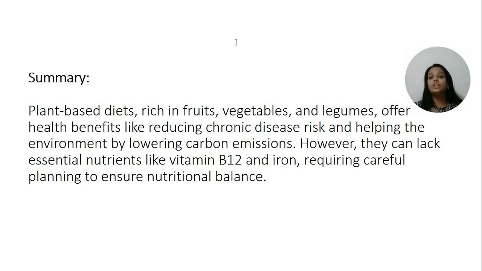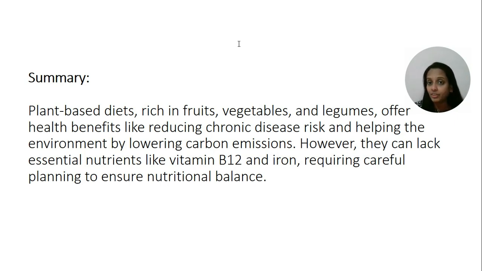So here we are staying within the word limit. This final summary has just 46 words, which is within the optimal range of 25 to 50 words. And here we have compiled the main idea, which is that plant based diets are beneficial for both health and the environment, right? And we have also added the key supporting ideas: health benefits, which reduce chronic disease risk, and also how it helps the environment by lowering carbon emissions, isn't it?